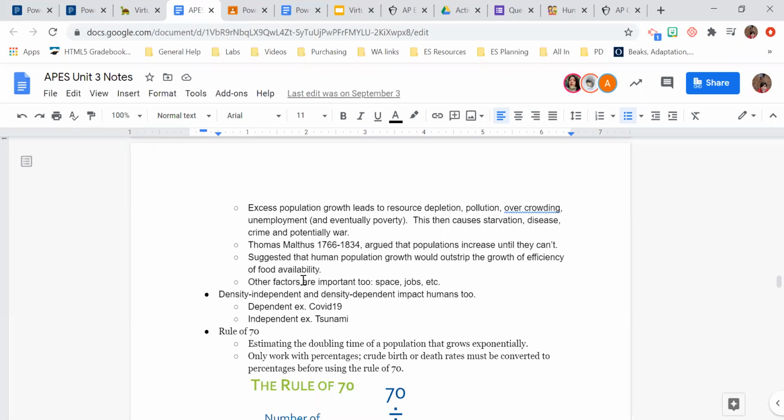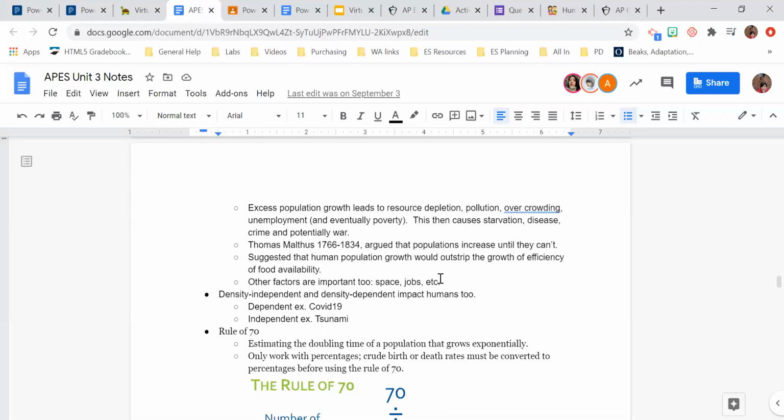There are some other factors that are important too. Thomas Malthus estimated that this population crash was going to happen a lot sooner than it has or it will, because it hasn't really happened yet. He was thinking that space and availability of jobs was going to lead to war and a lot of these very negative consequences like disease and crime and a lot more human death.